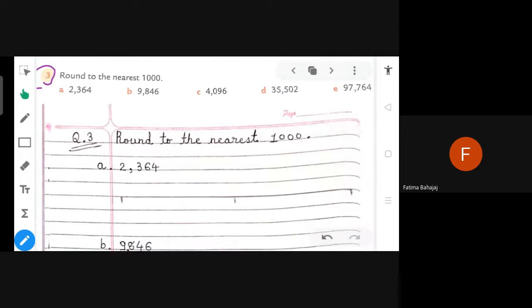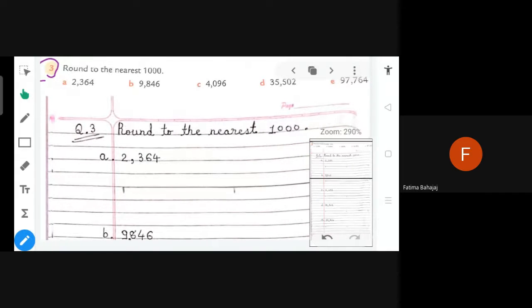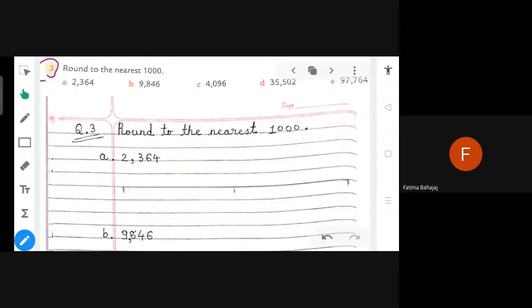You can write with me, and if you have already written the question, then well and good, because I have already sent you the PDF of the question. Now first we'll write the first question, 2364. Then we will see, from before number and after number, which number is the closest multiple of 1000, which means which must have 000.